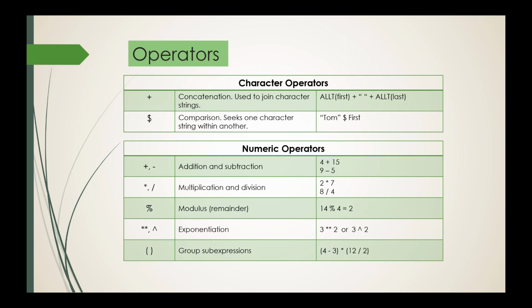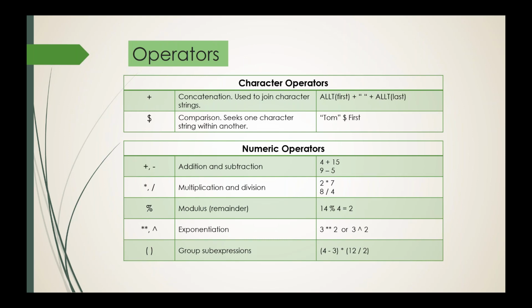Then we have our numeric operators, and these are basically just your standard numeric operators that you see: addition and subtraction, multiplication and division. Those are pretty simple. Then we have modulus, which is the percent sign. When you use the percent sign on two numeric values, that's going to get you the remainder. So here we have 14 modulus 4, which basically means 14 remainder 4. 4 times 3 is 12, the remainder is 2. 14 modulus 4 equals 2.